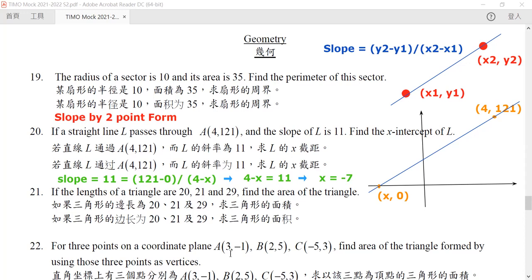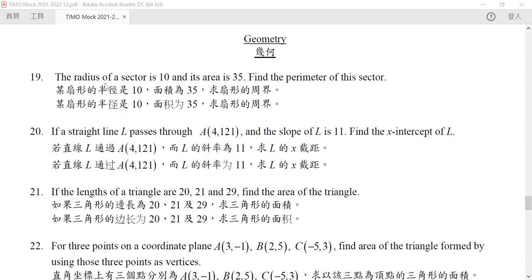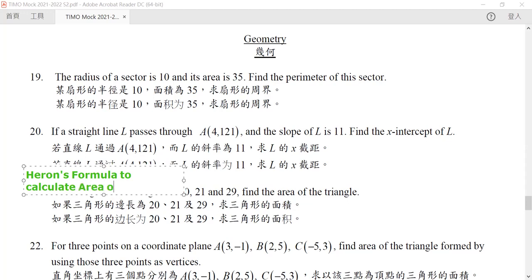Okay. So let us continue to our question 21. Now, question 21 is, in here we will state a very, very useful formula, Heron's formula, to calculate the area of a triangle using only the 3 sides.